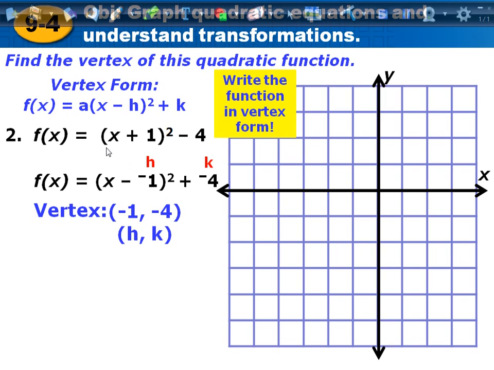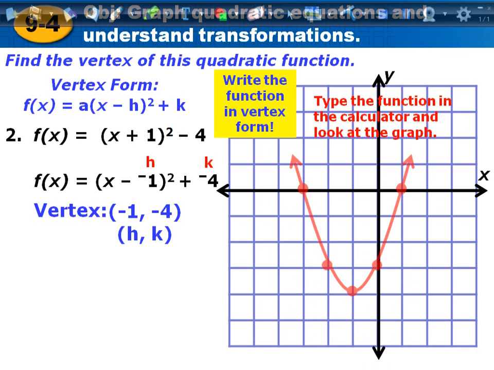So again, that's all you have to have written for this one, is this part, and then your vertex, and then again label it as hk. You do not have to do the graph, but I'm going to show it.